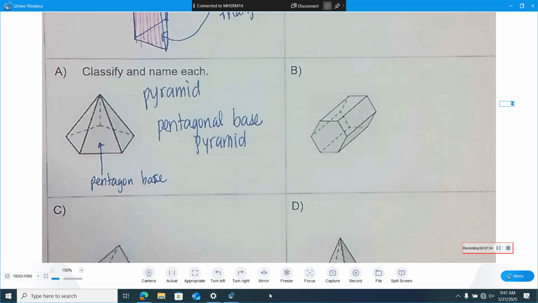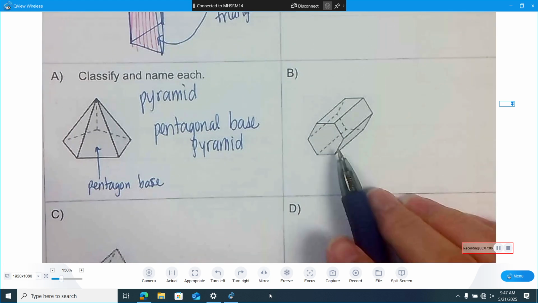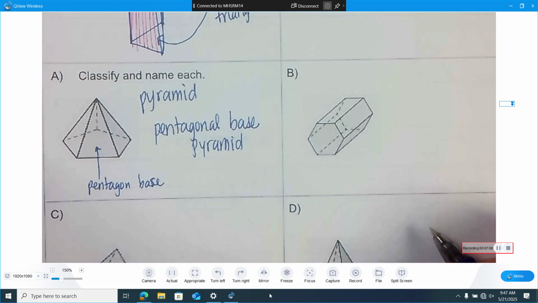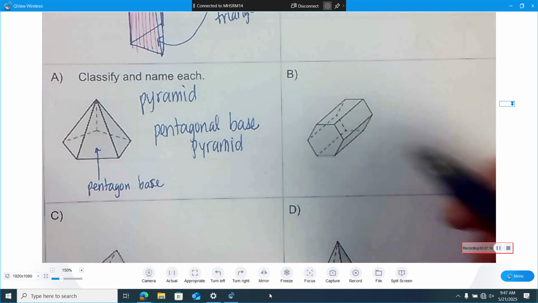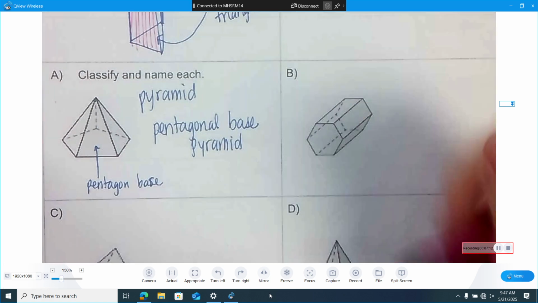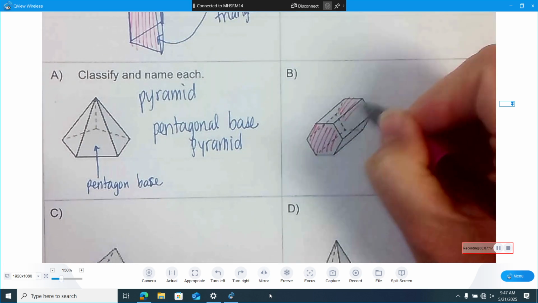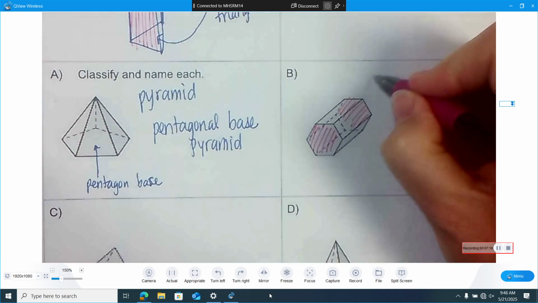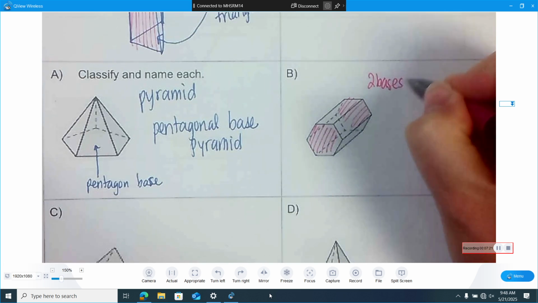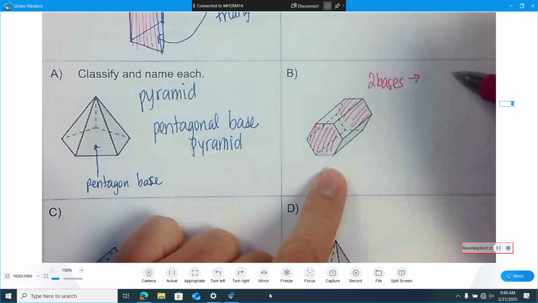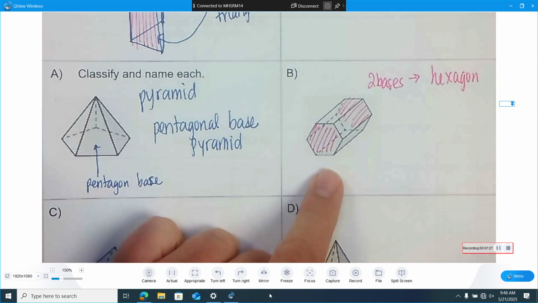All right. And then if we look at letter B, how many bases do you see? How many congruent bases? Yeah, we have the front. In this case, it's sort of laying on its side, if you will. We have a base here, and this has two bases. And what are the bases? What shape are they? Hexagon. Hexagon. All right. They are hexagons.